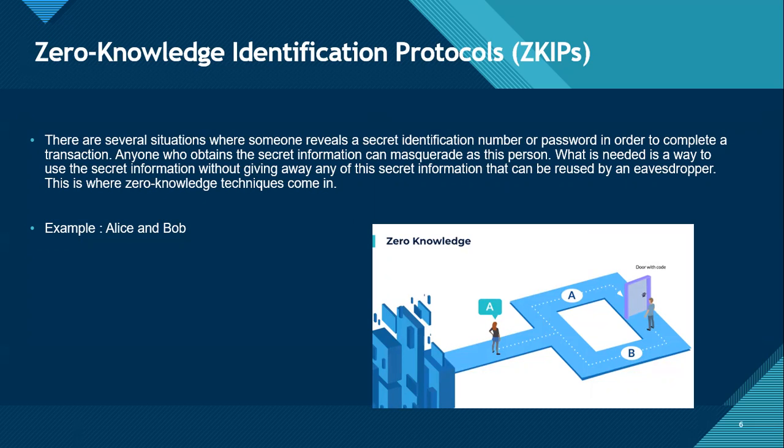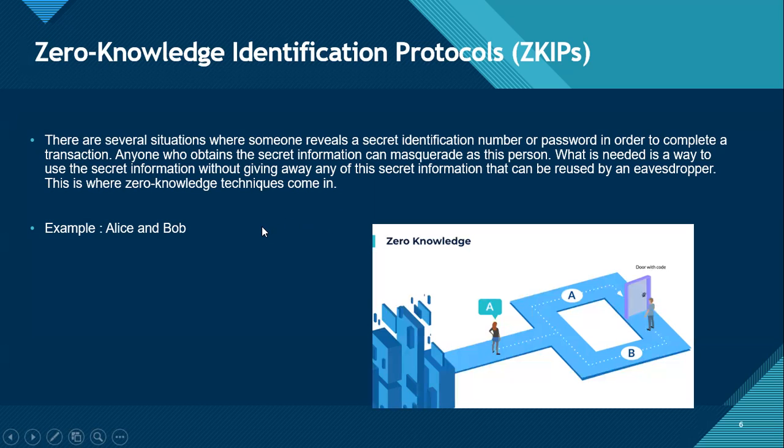There are several situations where someone reveals a secret identification number or password in order to complete a transaction. Anyone who obtains this secret information can masquerade as this person. What is needed is a way to use the secret information without giving away any of it that can be reused by an eavesdropper. This is where zero-knowledge techniques come in.